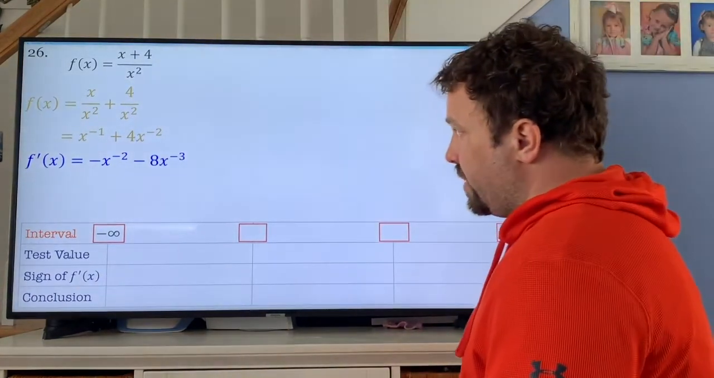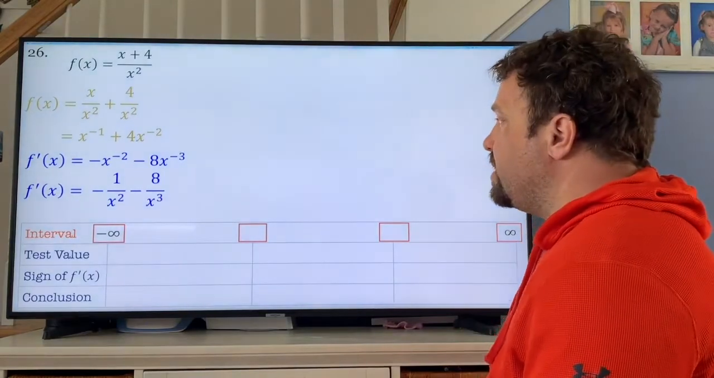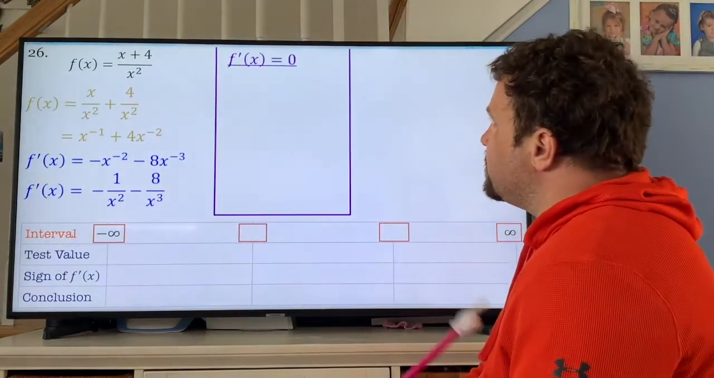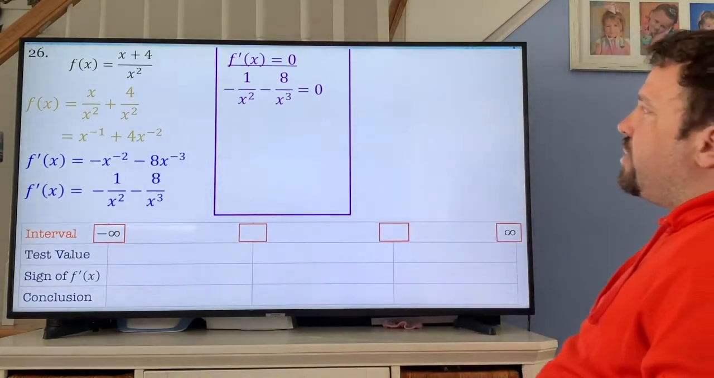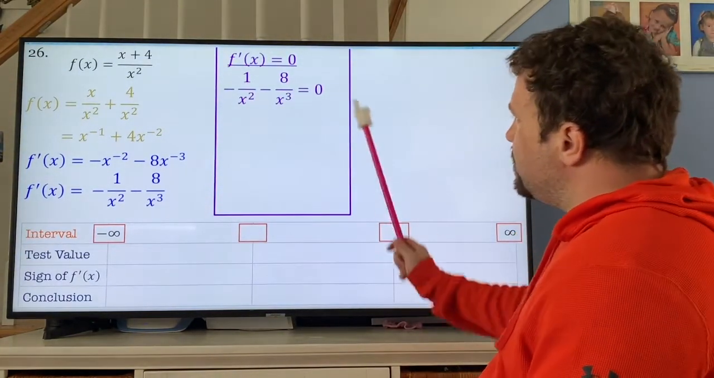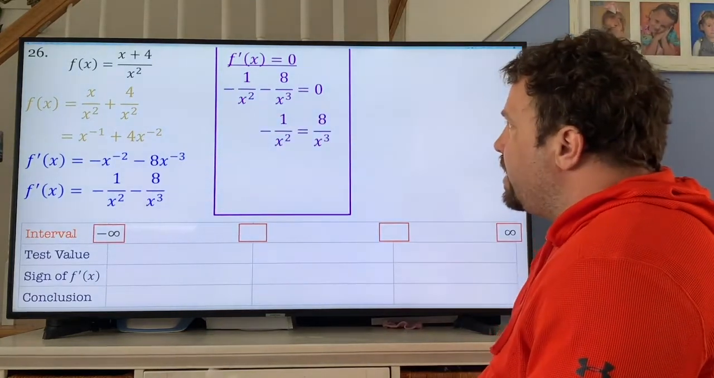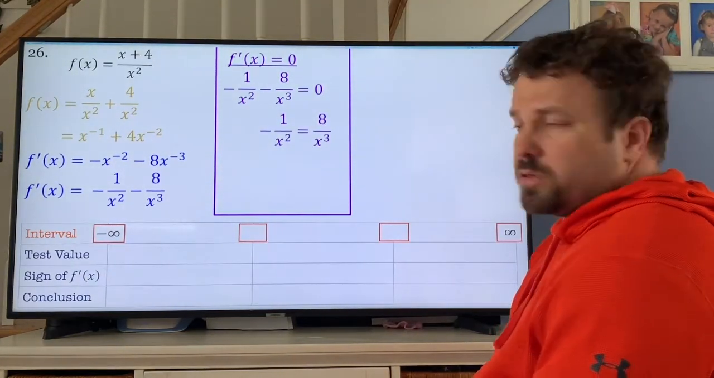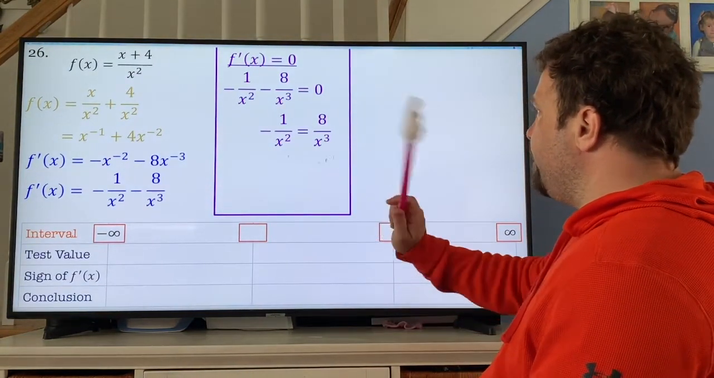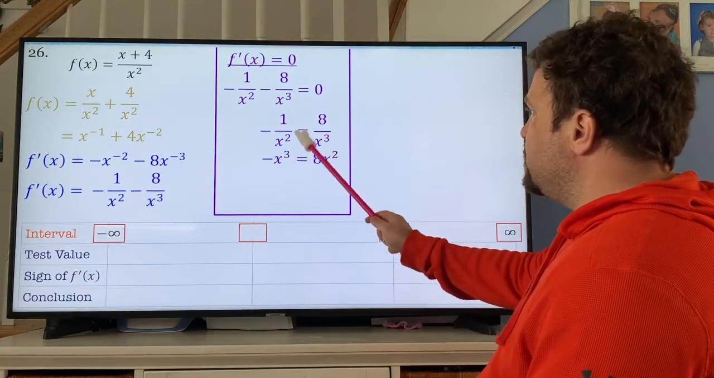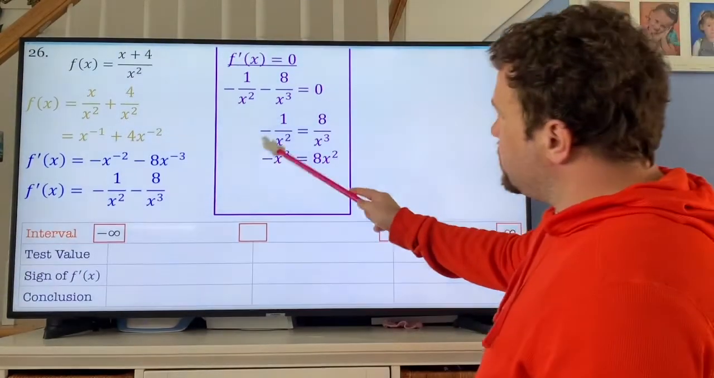Now rewrite that, because you're going to have to set it equal to 0 and undefined. When you set this equal to 0, 1 over x squared minus 8 over x cubed equals 0. The easiest way to do this is add 8 over x cubed to both sides. Now multiply both sides by x cubed, and multiply every time by x squared. All we did here is cross multiply.